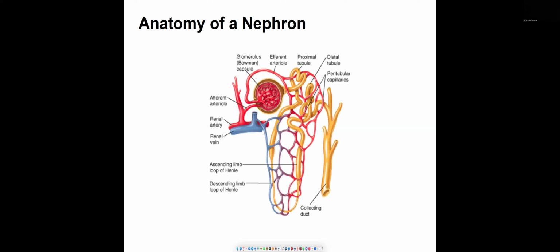Here, let's focus on the anatomy of the nephron. So nephron, like I said before, is the functional unit of the kidney, and it consists of the glomerulus, Bowman's capsule, loop of Henle, distal and proximal convoluted tubules, as well as collecting duct.